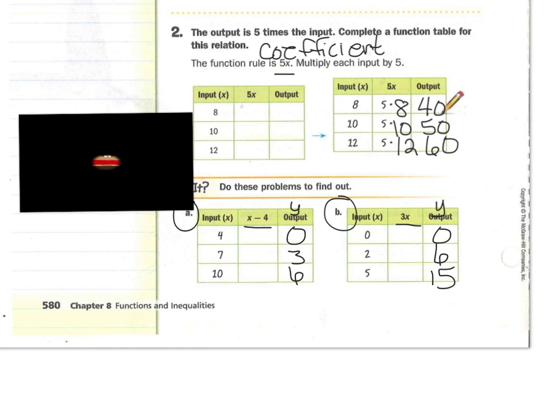Okay, thanks, Freddy. Let me show you how we got those answers, just in case you aren't sure. The way you do this is you simply take the x, plug it into the rule. So 4 minus 4 is 0. 7 minus 4 is 3. 10 minus 4 is 6. For this side, it's simply 3 times the input. So 3 times 0 is 0. 3 times 2 is 6. And 3 times 5 is 15. That is all you have to do for these. Very easy, right? Go ahead and go to your next page.